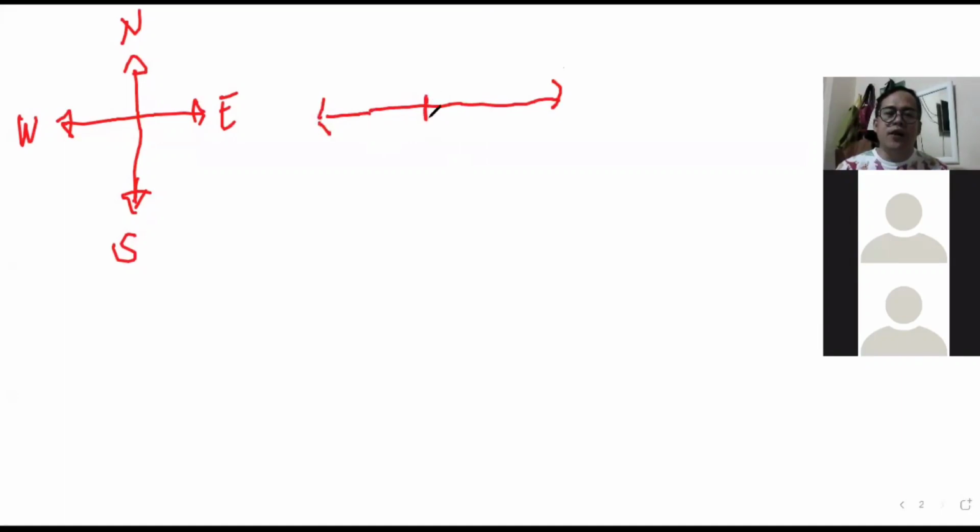Okay, at the middle of the number line, you have the value of 0. Okay, going to the right, what are the numbers going to the right? 1, 2, 3, 4, 5, sir. Correct. 1, 2, 3, 4, and so on. How about to the left?